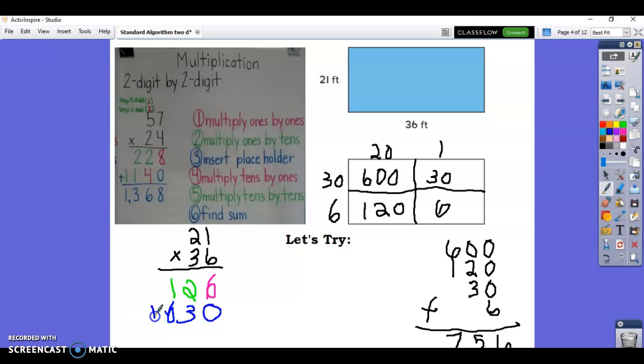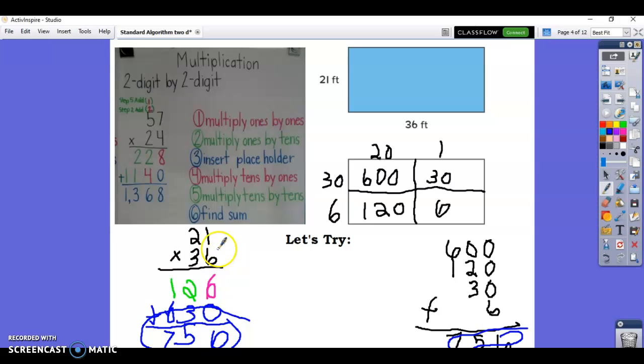Then the last step is adding. Find the sum. So even in the area model, the last part was adding. This is the same thing. So 6 plus 0 is a 6. 3 plus 2 is a 5. And 6 plus 1 is 7. So this is our standard algorithm. We just did the same equation and got the same answer as we did for our area model over here.